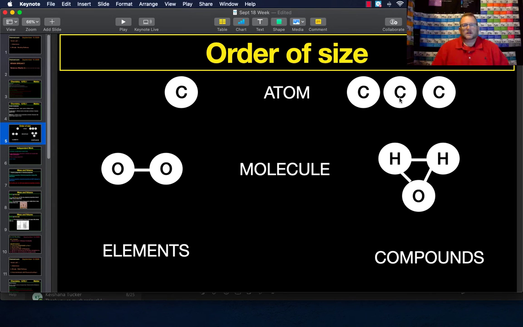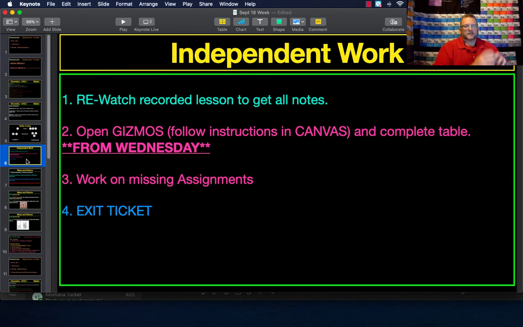All right, let's talk about independent work for today. If you didn't get all those notes, you need to go back and rewatch this lesson to make sure you get all those notes written down. There weren't a lot today, 3 vocabulary words and that one slide with the atoms and the molecules.